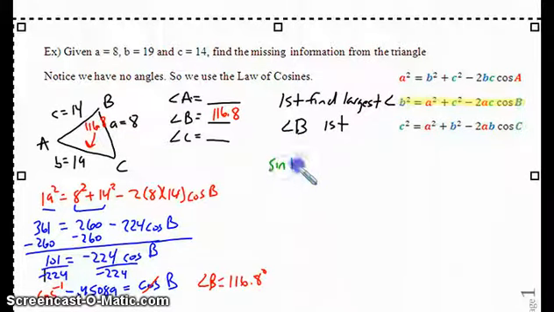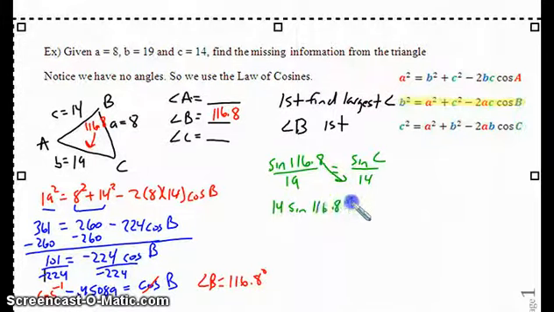So I'm going to say the sine of 116.8 over 19. And I'll find, let's see, C should be my second biggest angle. I'll find that one next. The sine of C over 14. So cross multiply, and we would end up dividing by 19. So 14 sine of 116.8 divided by 19 gives me 0.65769.